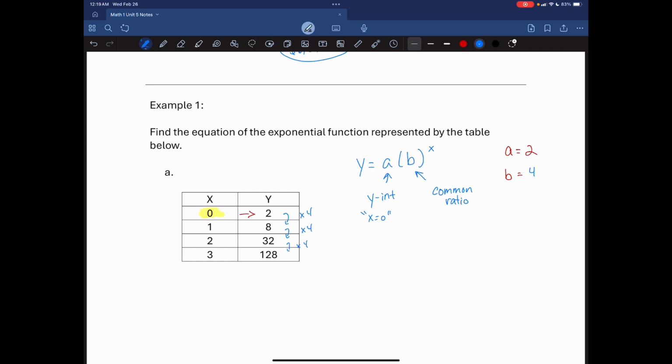So all we have to do is write the equation. We're just going to do y equals, instead of writing a, I'm now going to write 2. My common ratio is going to be 4. We're going to raise that to the x. And that's your answer to example 1.